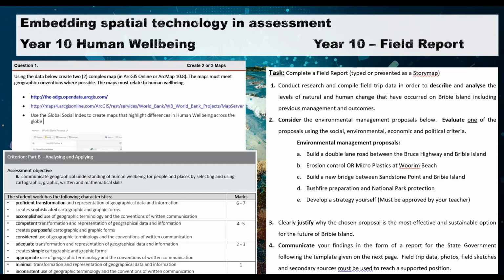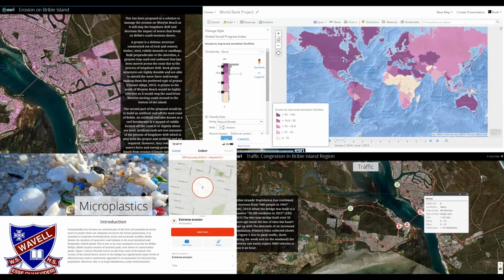With these Year 10 students, these are some of the projects that they have created. We use Collector up on Bribie Island to collect extreme erosion data. We also collected traffic data at the bridge. I submitted a number of these students' work in Year 10 to the Australian Spatial Science Comp, and we were fortunate enough to have a Year 10 student come second and another Year 10 student get highly accomplished. The Year 7 project run, so we had great success.